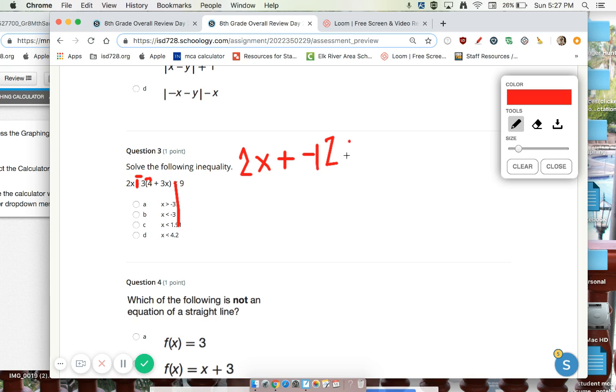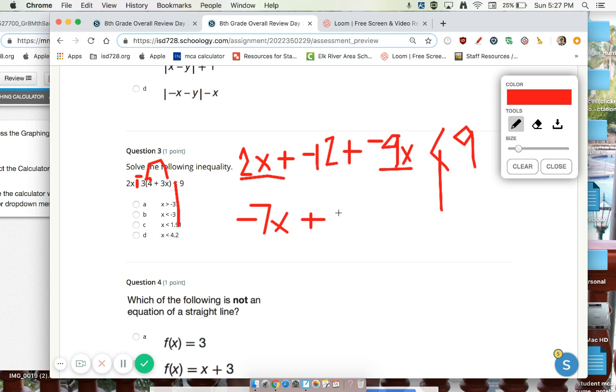I hope that looks good. Plus negative 3 times positive 3x is what? Negative 9x, and then I have is less than 9. Okay? And then we combine like terms on the same side of the inequality. Negative 2x and a negative 9x would be negative 7x. So negative 7x plus a negative 12 is less than 9.